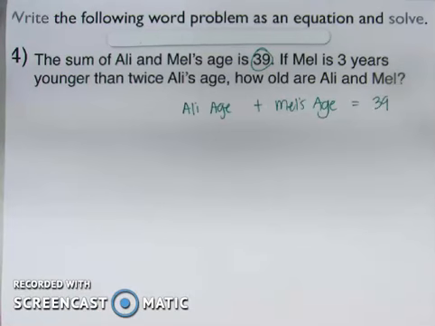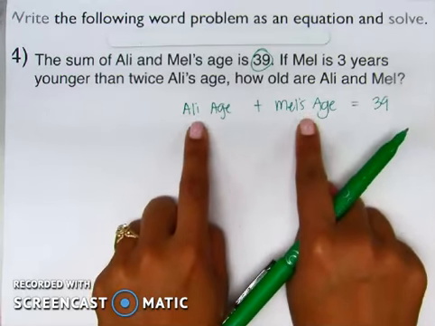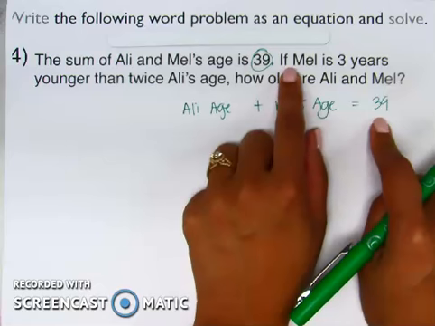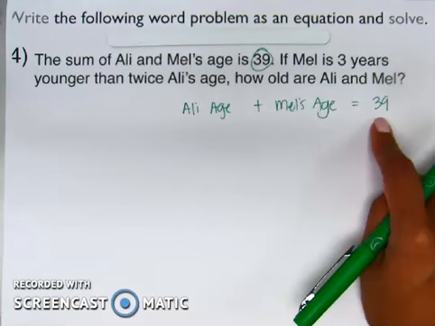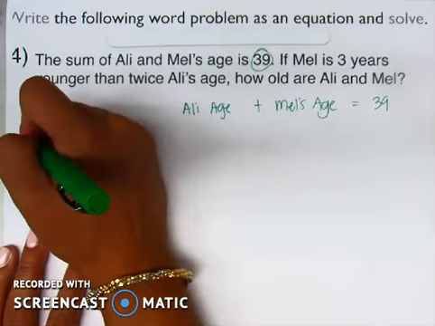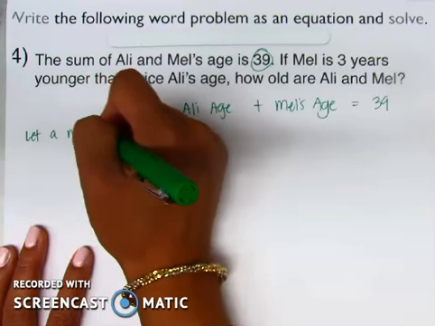Sorry about that. Okay, so now that I have a setup, what I want to do again is assign a variable to the thing I know the least about. And we're doing that because we do have two things that we don't know, Ali and Mel. So in this case, since we're given some information about Mel, that Mel is 3 years younger than twice Ali's age, I'm going to say I know the least about Ali. So we're going to say let A represent Ali's age.